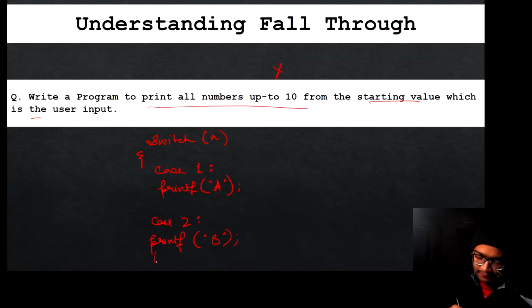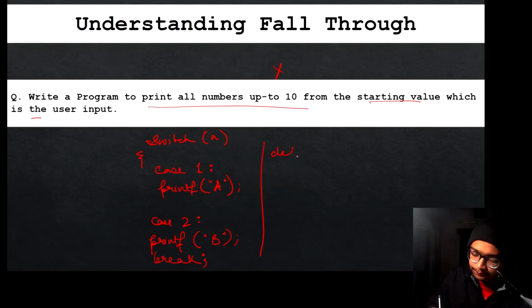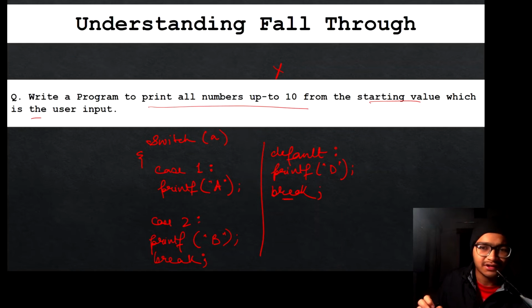Okay, now we have a break line over here. Then after that we have the default, and then printf D. Then after that, break again. This is not compulsory because there are no other cases after this. So this was the switch case code.